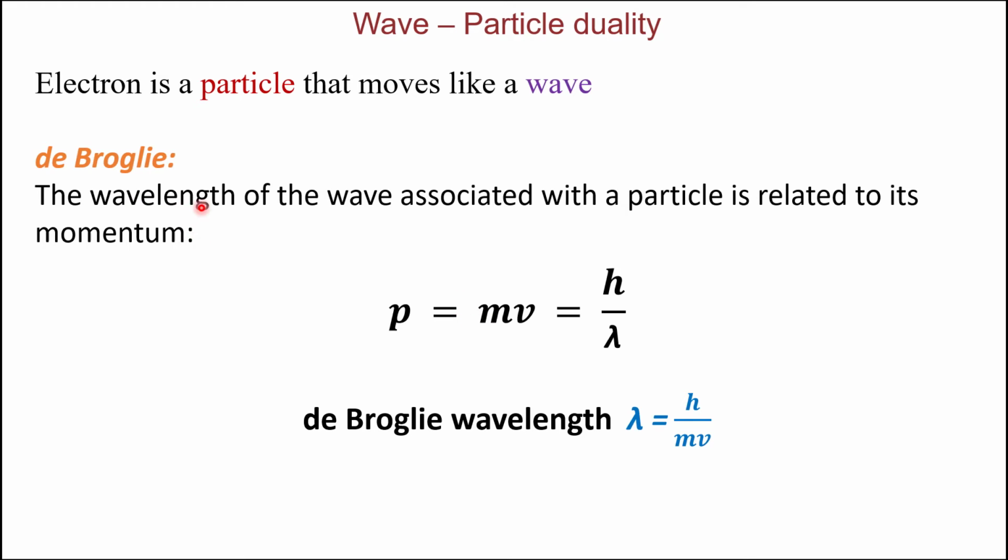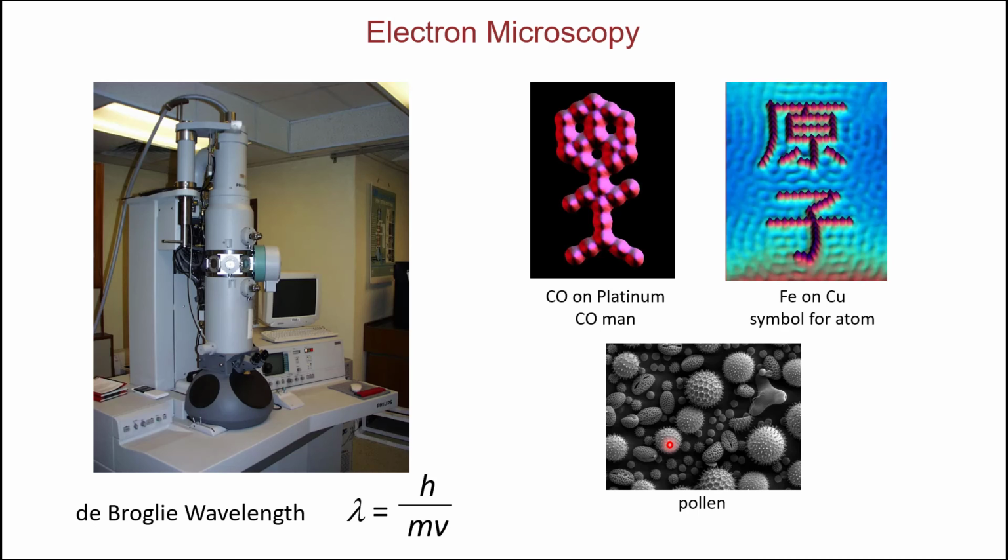The associated wavelength with a moving particle can be given by this formula right here. It's going to equal Planck's constant divided by the momentum of the moving particle, which is the product of mass times velocity. It's really interesting because it means that the associated wavelength can be modulated using the speed of the particle. So when you increase the speed of the particle, you should make the associated wavelength much shorter.